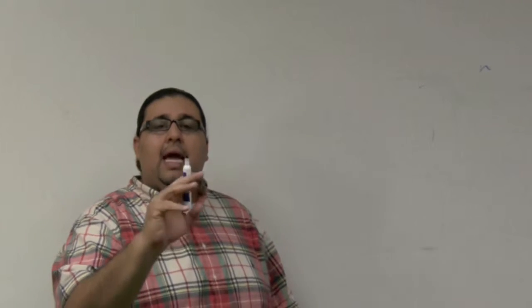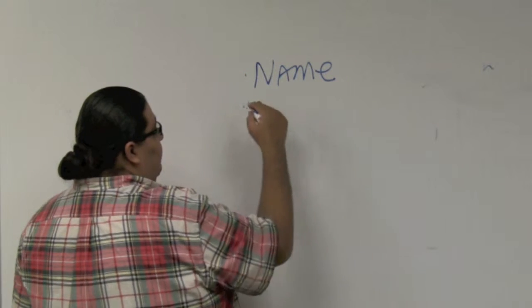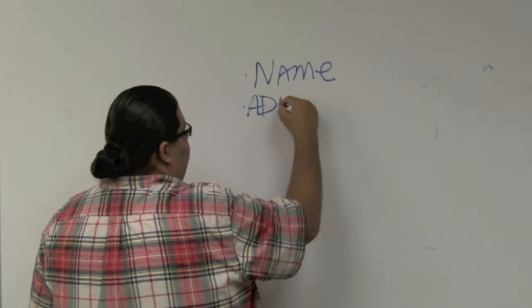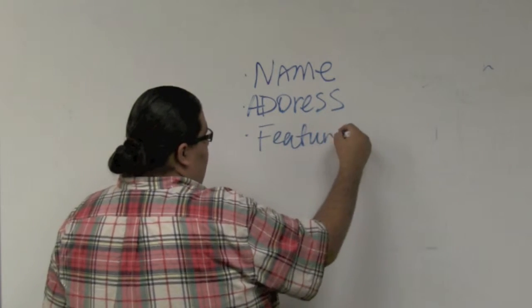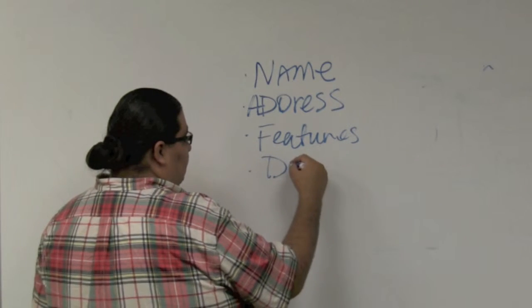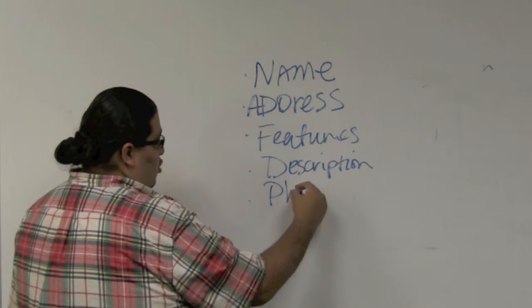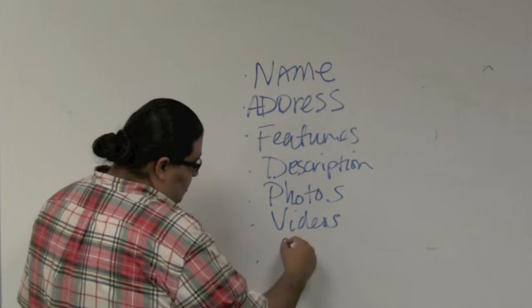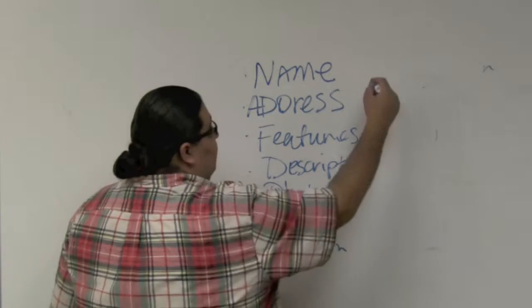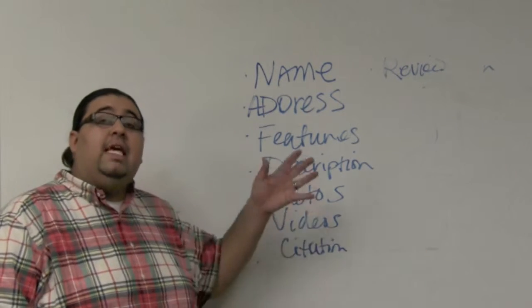First, let's kind of talk about the actual listing itself. The listing is going to contain these elements: name, address, features, description, photos, videos, citations, reviews. Now, this is just to name a few, but these are the major points.